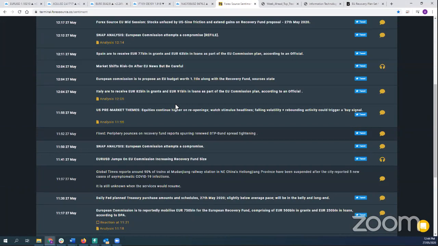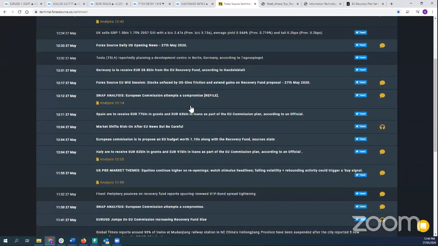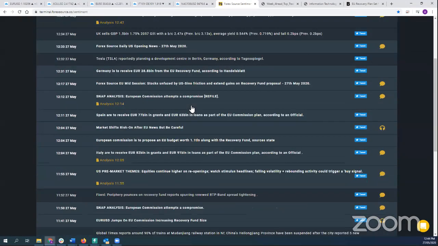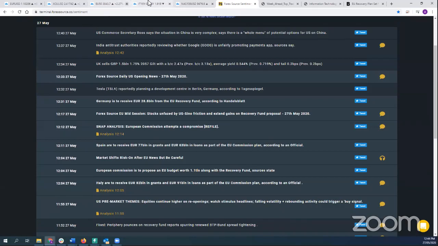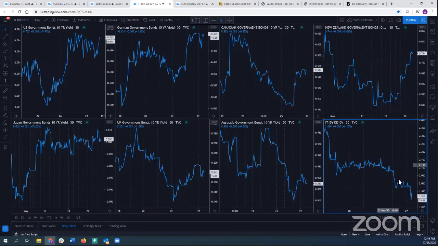Now, we had a very interesting question coming over the Q&A just before we started the webinar, which is why we're continuously looking at something like the BTP Bund spread. What is it? So the BTP is basically Italian bonds, and the Bund is obviously German bonds. So what we're looking at is the Italian yield versus the German yield. So this is basically the bond spread. It is called the BTP Bund spread. So it's the 10-year bond spread between Italy and Germany.